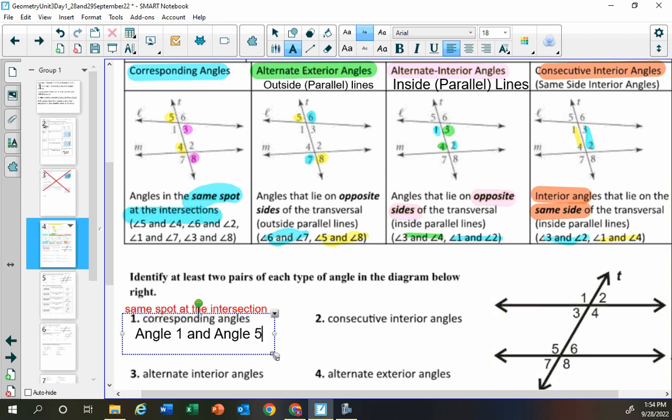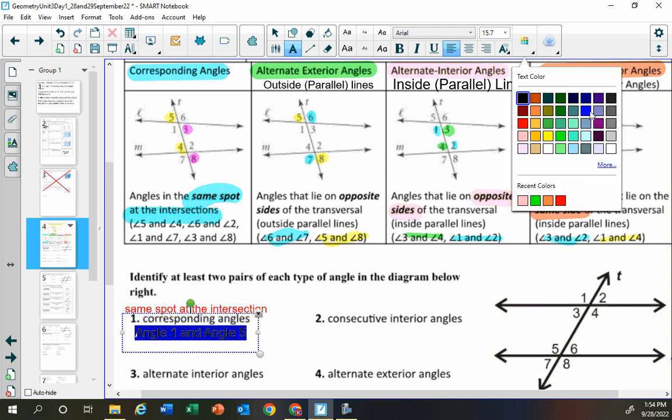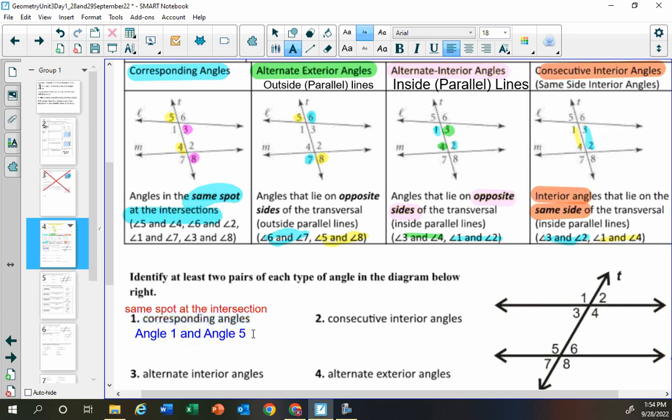Angle 1 and angle 5 are perfect examples. Do we agree angle 1 and angle 5 are in the same spot at both intersections? Exactly. Somebody pick another pair. 2 and 6. Okay, 2 and 6, do we agree? Angle 2 and 6 work. All right, I agree as well. Angle 2, angle 6. Again, same spot.